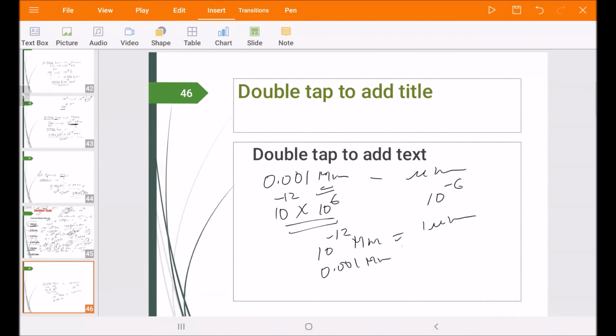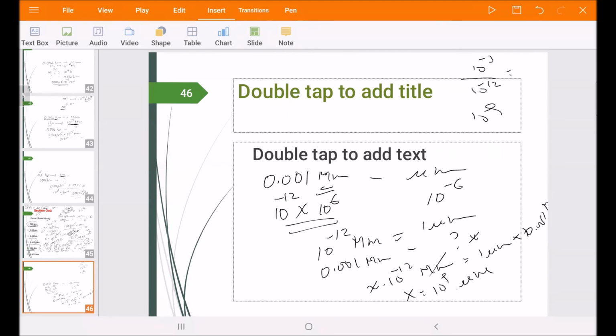So, 0.001 megameter to micrometer. Let it be x. x times 10 to the power of minus 12 megameter is equal to 1 micrometer times 0.001 megameter. Megameter cancels. To obtain x, you have to divide both sides by 10 to the power of minus 12. So, 10 to the power of minus 3 over 10 to the power of minus 12 is 10 to the power of 9. So, 10 to the power of 9 micrometer.